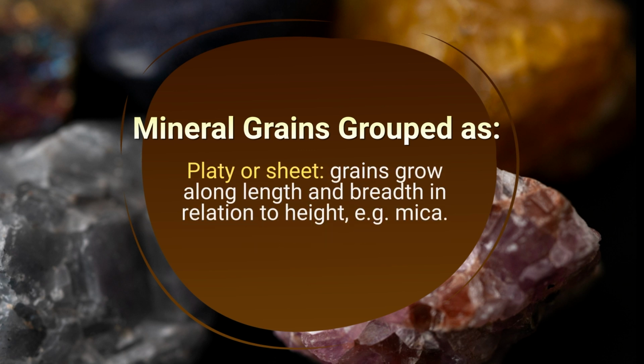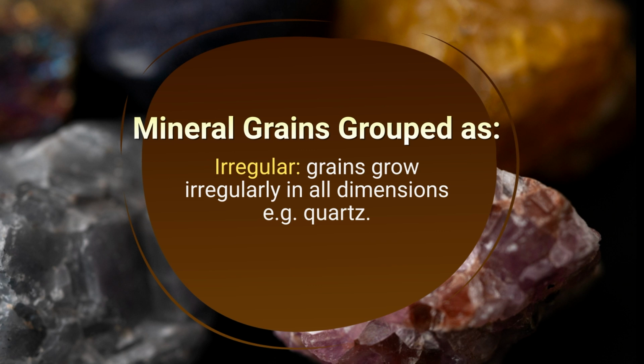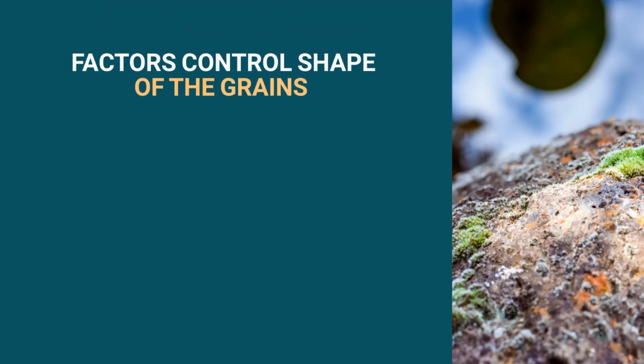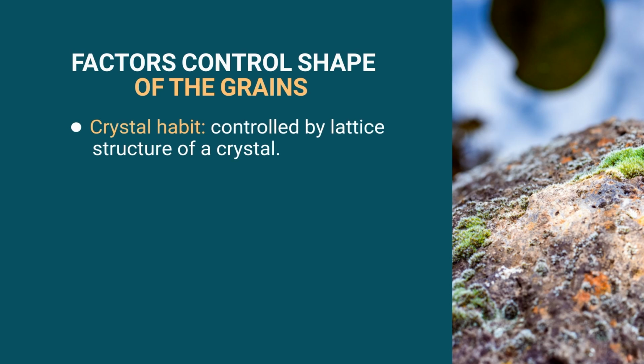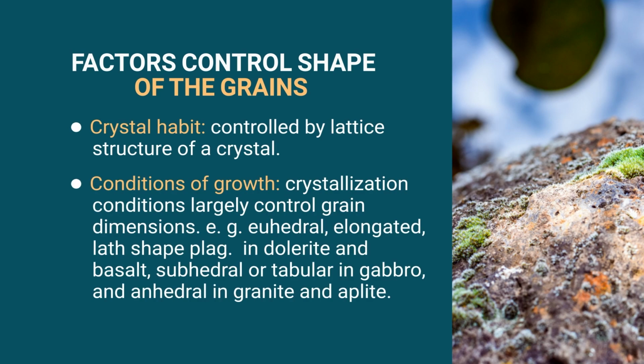Platy or sheet-like grains grow along length and breadth in relation to height, for example mica. Mica crystals are the best examples. Then last is irregular grains, which grow irregularly in all dimensions. The best example is quartz, irregular in all three directions. Now the factors that control shape of the grains: crystal habit, controlled by the lattice structure of a crystal, and conditions of growth. Crystallization conditions largely control grain dimensions, e.g. euhedral, elongated lath-shaped plagioclase in dolerite and basalt, subhedral or tabular in gabbro, and anhedral in case of granite and aplite.